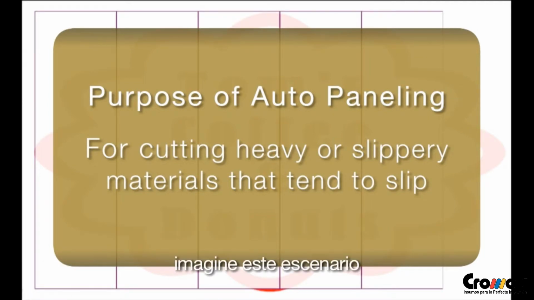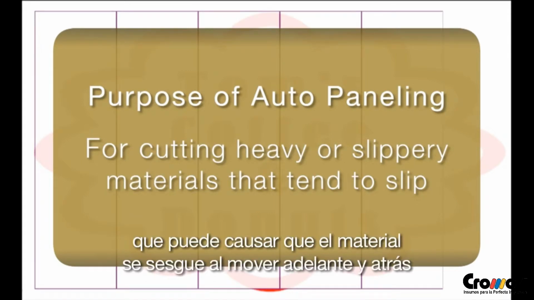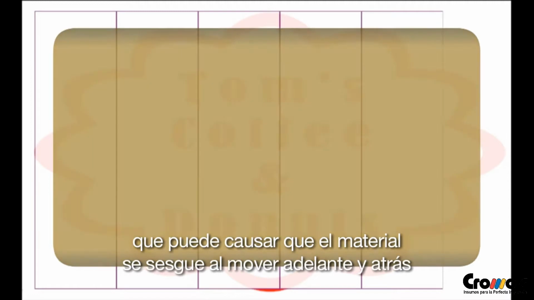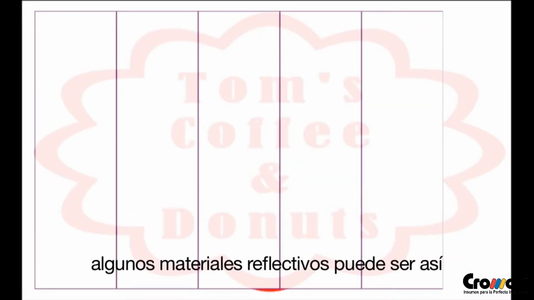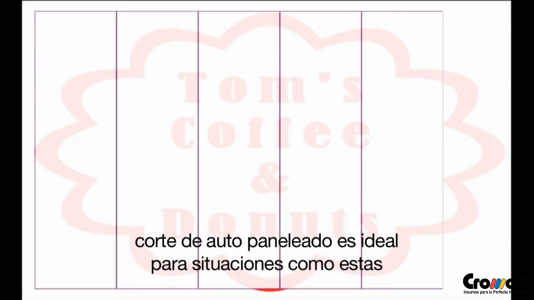Picture this scenario. You are cutting a stiffer media that tends to slip, causing the media to skew as it moves back and forth. Some reflective materials can be like this. Auto paneling is ideal for situations like this.